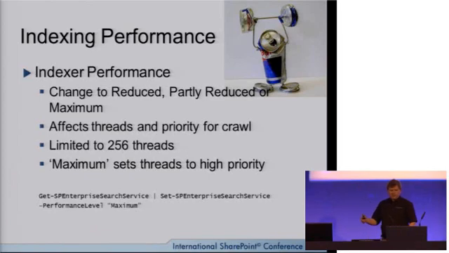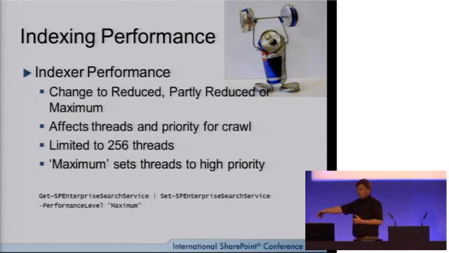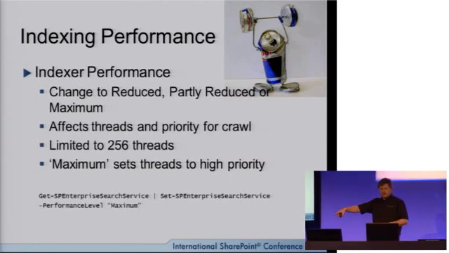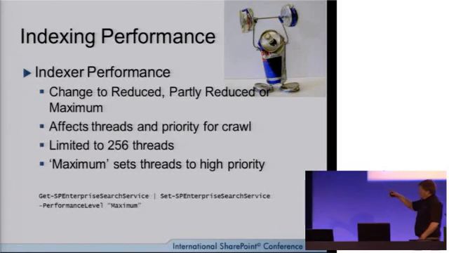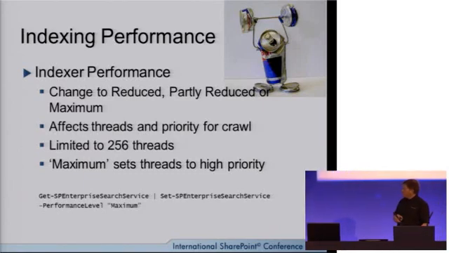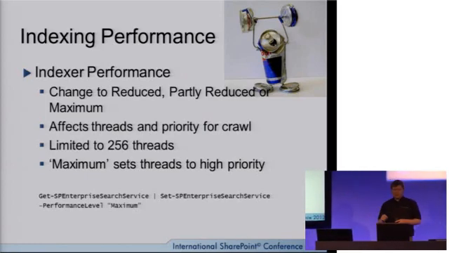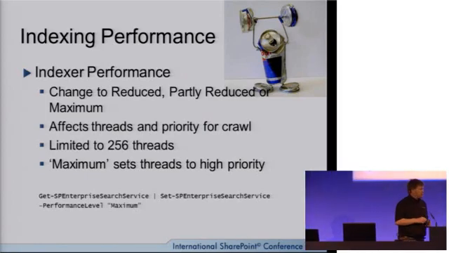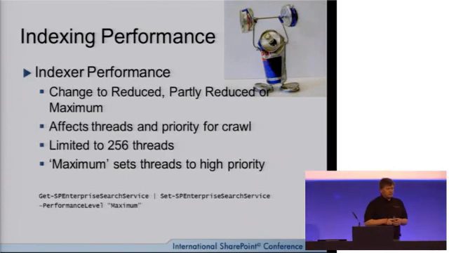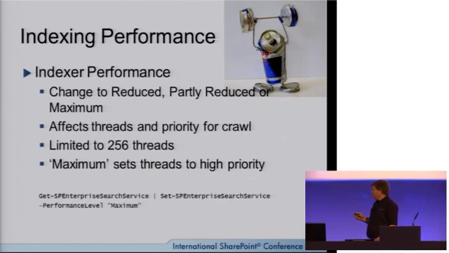The higher you make it, in theory, the faster the crawl will be, unless you end up starving the host that you're trying to crawl. So you could just do a DOS attack on the service you're trying to hit. The maximum value and the partly reduced value, in theory, if you hit the maximum limit, will come out the same, so you can't go higher. But the one thing the maximum value does do is set the actual threads themselves to be high priority threads. So maximum will give you a slight boost on performance of a crawl engine via the priority of the thread.